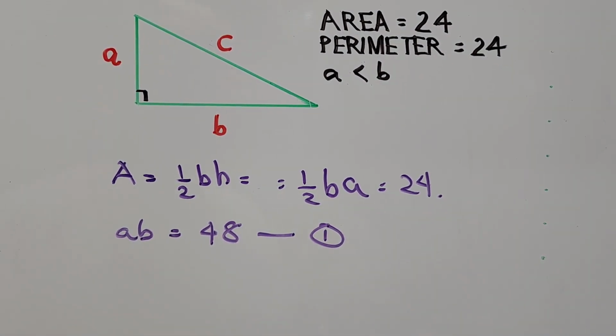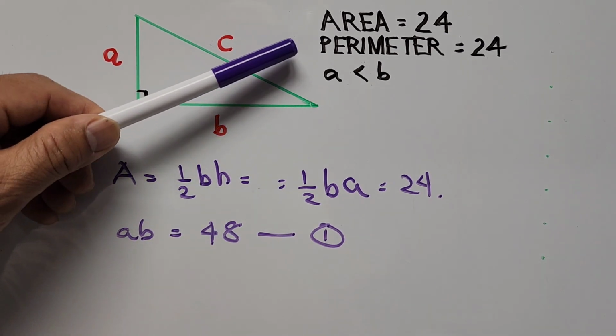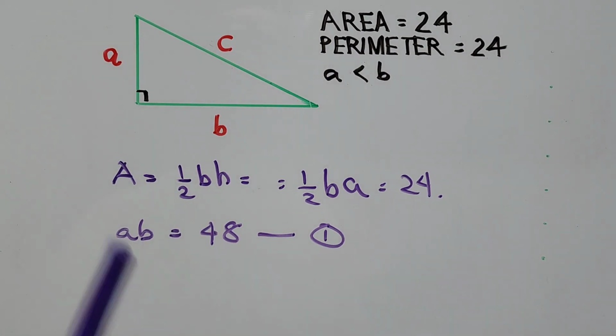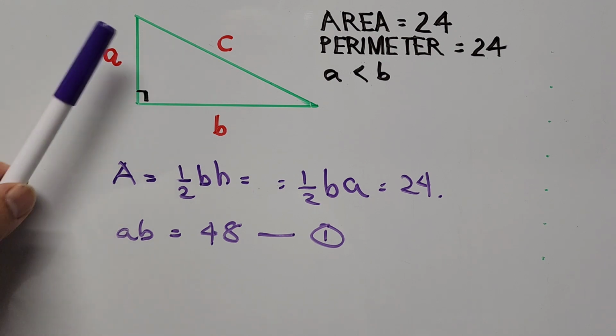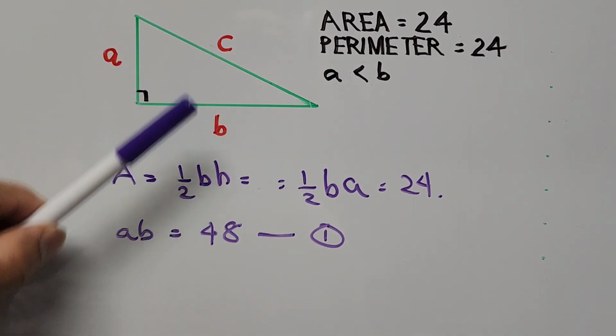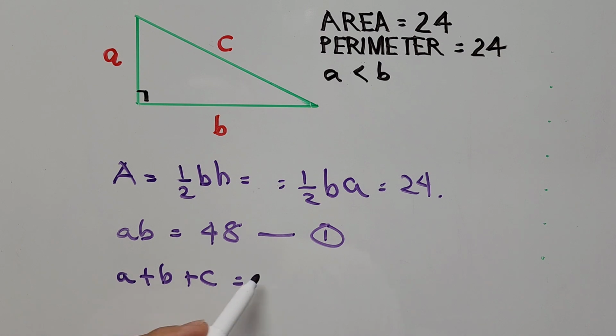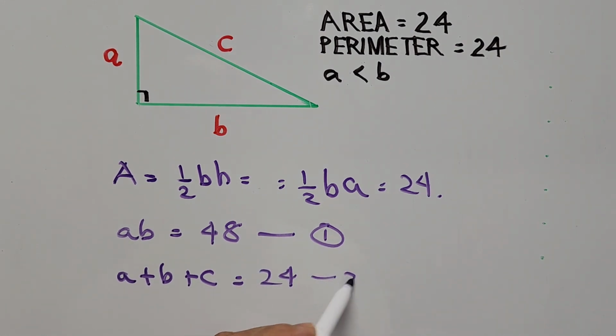Next we focus our attention on the given condition, the perimeter of the triangle. The perimeter is given as 24 units. From the formula, the perimeter is the total length of all the sides of the triangle, A plus B plus C. So A plus B plus C is equal to 24 units, and we call this equation 2.